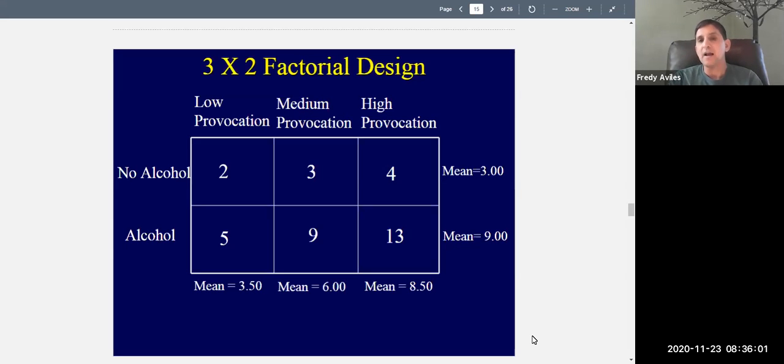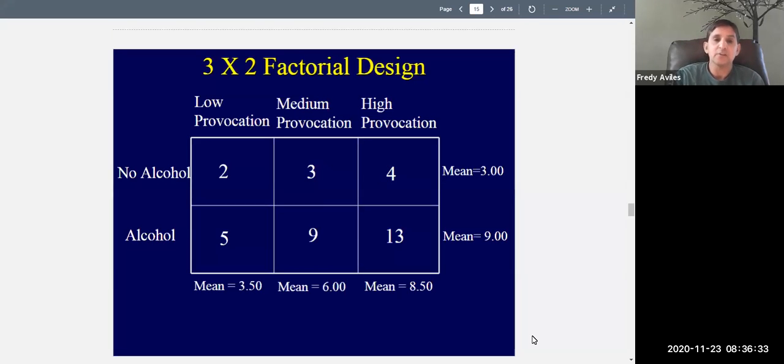So remember, we have to find averages for the columns and the rows to find if there's main effects and interactions. So this time, let's start with the columns just to be consistent. Low provocation, look at the label, low provocation, going down, those numbers, 2 and 5, add them up, divide by 2, the mean there is 3.5 for low provocation. For medium provocation, the average is 6, that's the mean. For high provocation, the mean was 8.5.